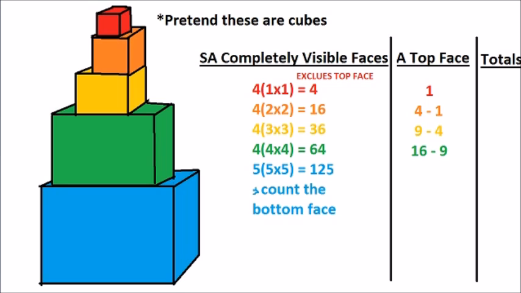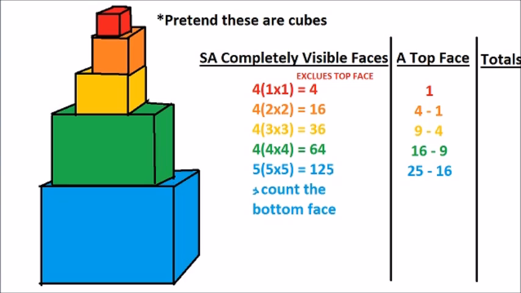On to the final cube. Each face has an area of 5 by 5, or 25. And the bottom face of the previous cube measures 4 by 4, which is 16. So we subtract these to get 9.